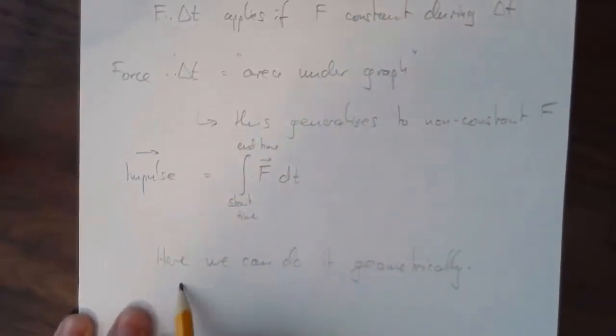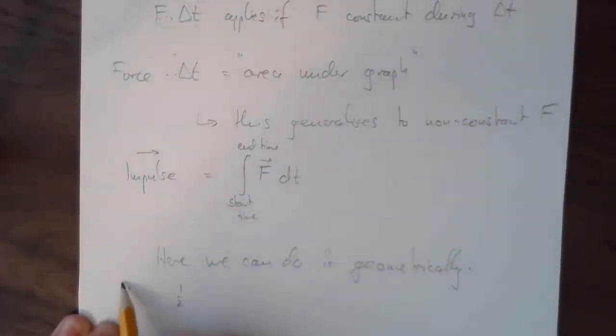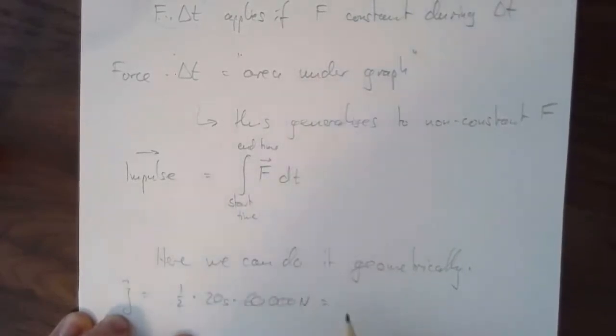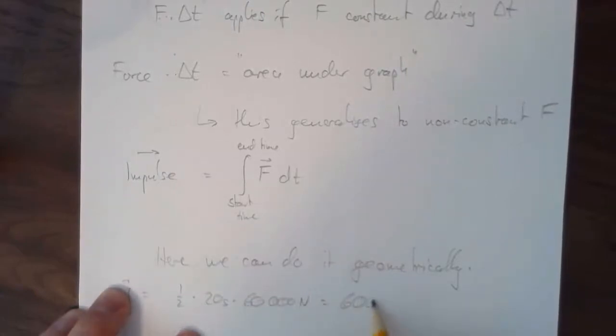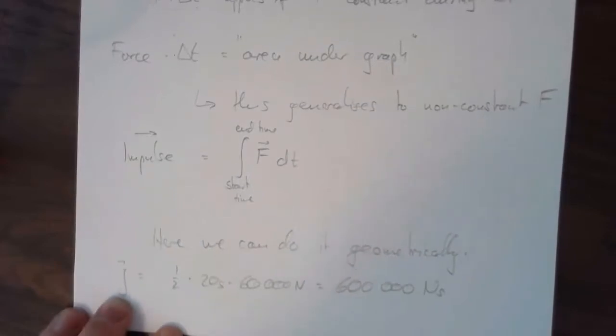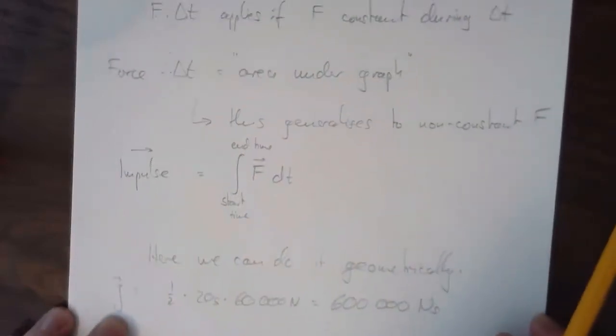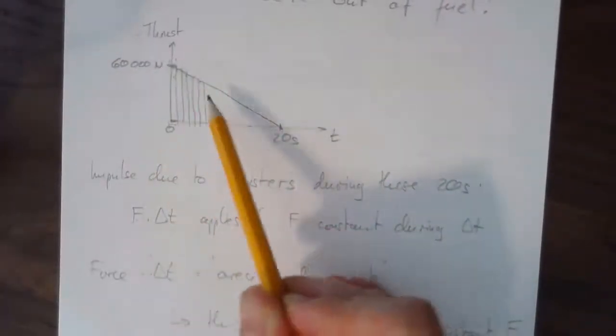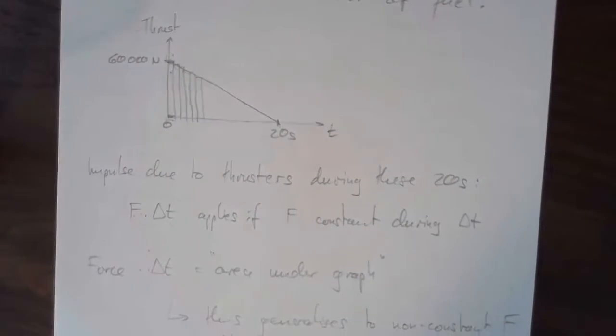The triangle: the impulse J, as it's often written, is 1/2 times 20 seconds times the height, 60,000 newtons, which comes to 600,000 newton seconds. Half times 20 is 10, 10 times 60,000, 600,000 newton seconds during those 20 seconds. And of course now I can give you any other shape of graph and you can figure out the impulse during the time.